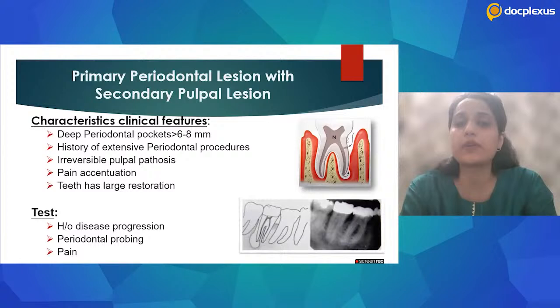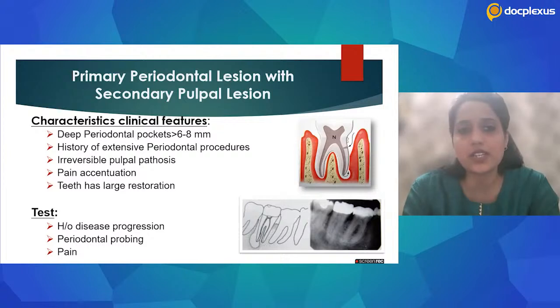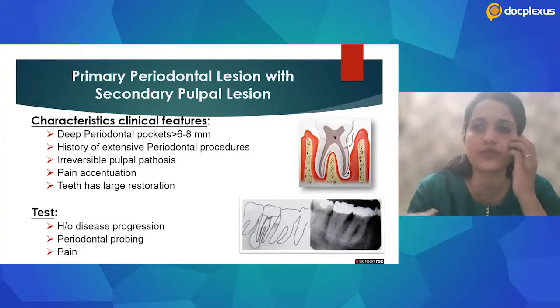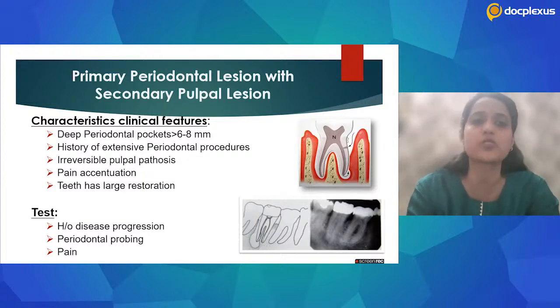Now, coming to primary periodontal lesions with secondary pulpal lesions. Primary perio with secondary pulpal will have characteristic clinical features where you'll have deep periodontal pockets, maybe bone loss more than 6 to 8 mm, a history of extensive periodontal procedures, such as root planing or scaling or flap or any other procedures. Irreversible pulpal pathosis will be present.